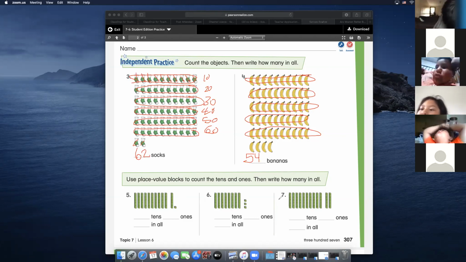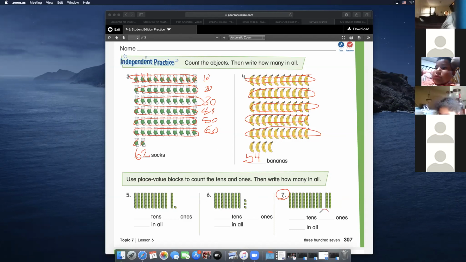7. Okay. So you have an easy one because you actually don't have any 1s. You don't have any 1s, cubes, in number 7. So I'm going to go ahead and put 0 there, which means, James, you're going to go through and count these by 10s and see what number you get.